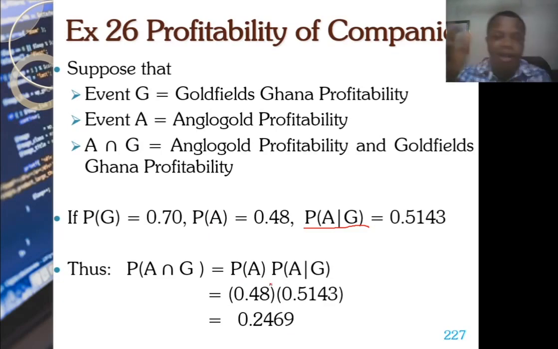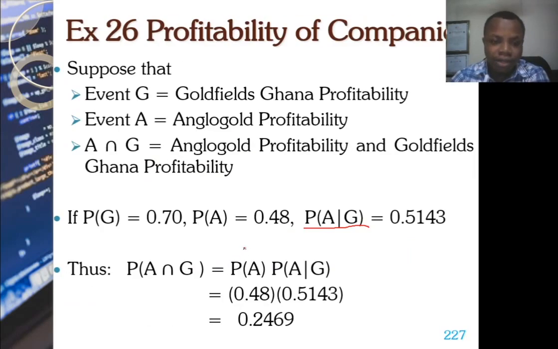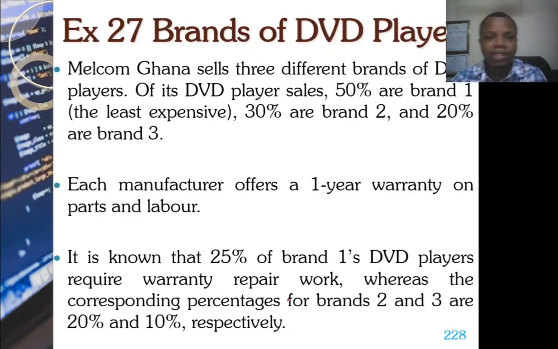Now using the multiplication rule, which we just learned from here, we can easily estimate their intersection. So if you like to know their intersection, this will just be equal to this probability times that, okay, and this will be equal to 0.48 times their conditional probability here, and this is just going to give us 0.2468. So that is that.